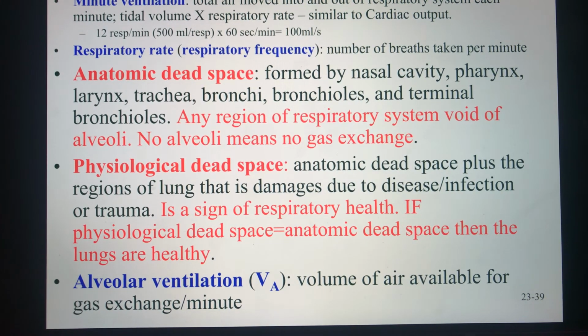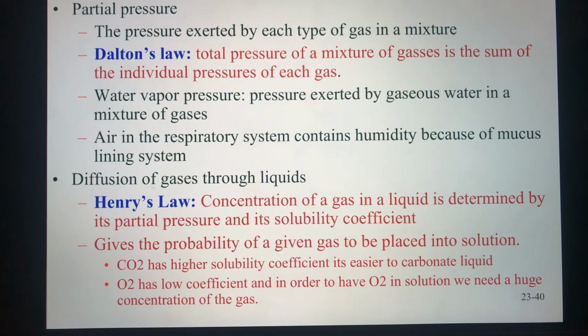Now, the second person is perfectly healthy. His physiological dead space is identical to his anatomic dead space because the lungs are healthy, there's no loss of alveolar cells. The only dead space he'll have is the anatomic one that everybody has. So you want to be non-smoking, so that your physiological dead space equals your anatomic dead space. If you're a smoker and you have some kind of pulmonary damage, you will have more physiological dead space, right? Add it to the anatomic dead space, and now you have less lung matter for gas exchange to occur.